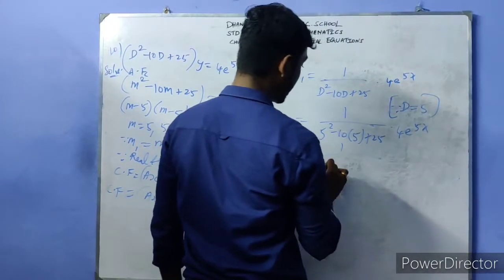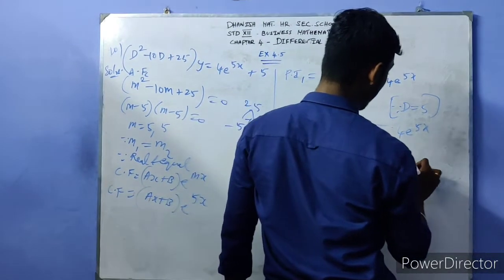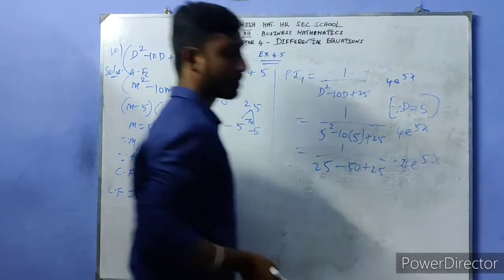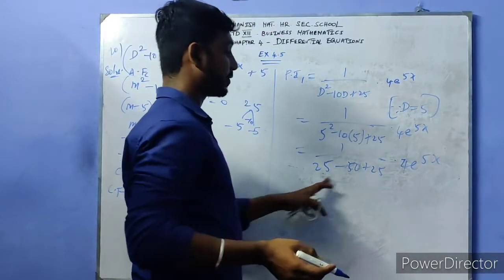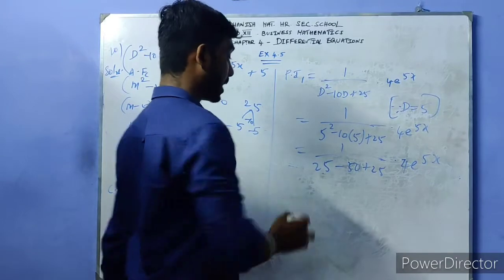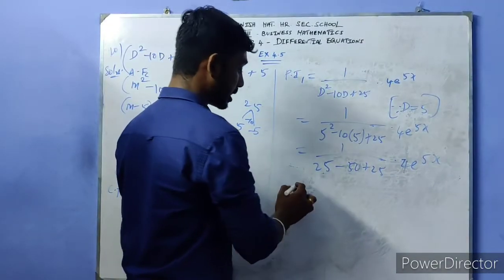So you'll be getting 25 minus 50 plus 25, 4 e power of 5x here. This here is 25 plus 25, 50. 50 minus 50, the entire term will be 0 here. Now we are here itself. We are using the same condition.